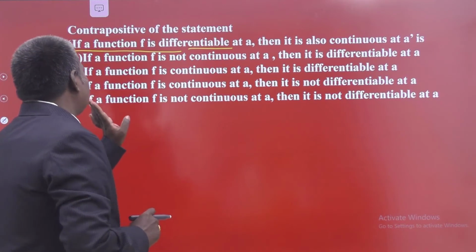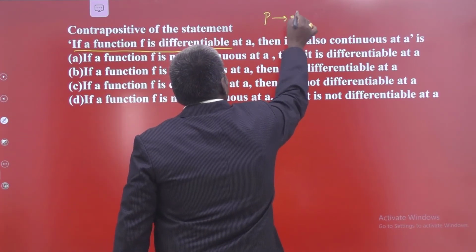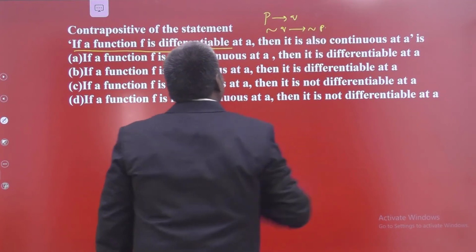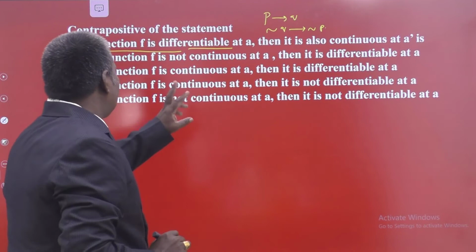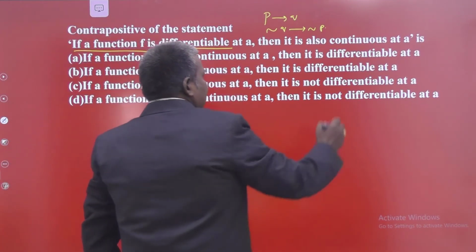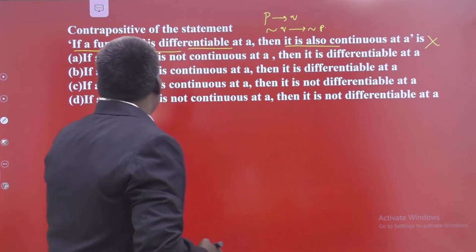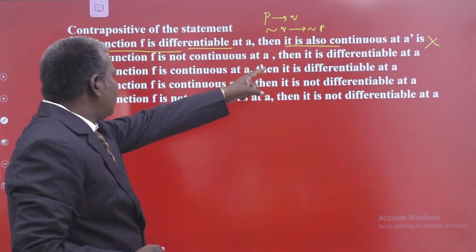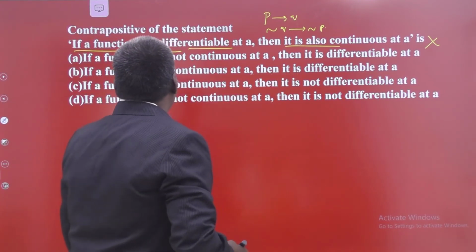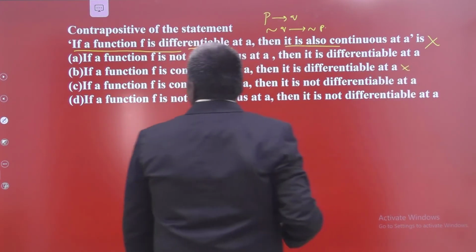Not should be there. So for the contrapositive, P implies Q. What is the contrapositive? Negation of Q implies negation of P. So not will be there. Here, then it is also continuous at a, not is not there. Therefore, wrong statement. If a function f is not continuous, then it is differentiable. So, it is also wrong.